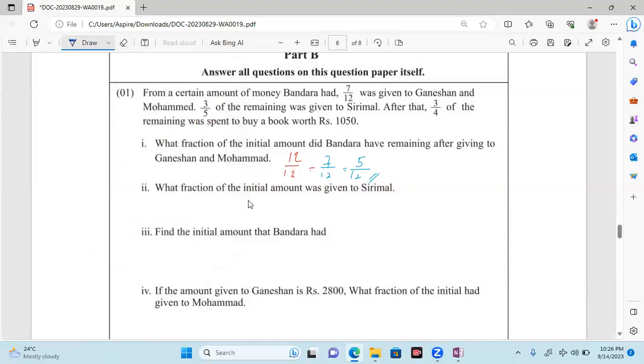What fraction of the initial amount was given to Sirimal? 3/4 of the remaining was given to Sirimal. Then 3/4 of the remaining is 5 upon 12. Okay. Then 3 over 5 multiplied by 5 over 12. Then we can simplify. It is 1/4. Okay. Find the initial amount that Bandara had.